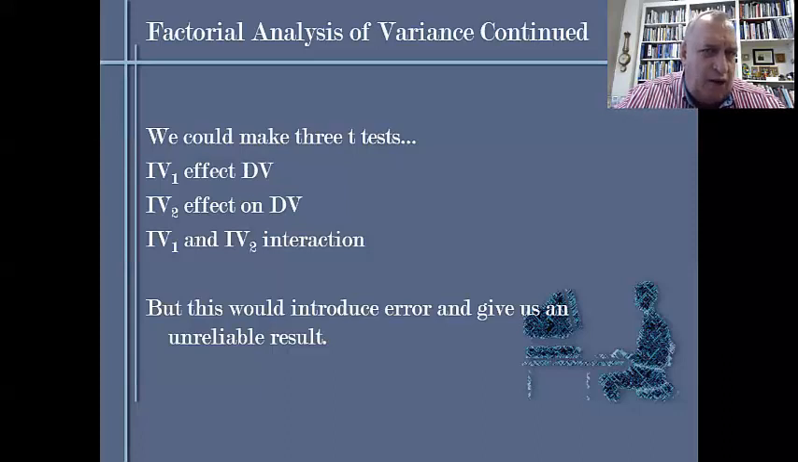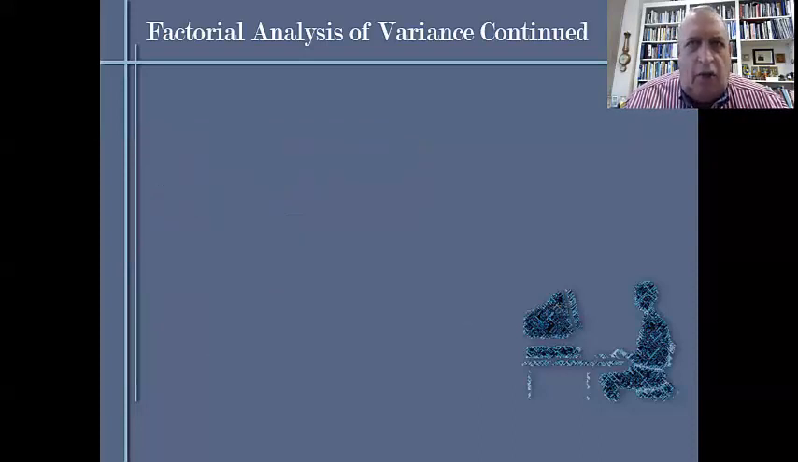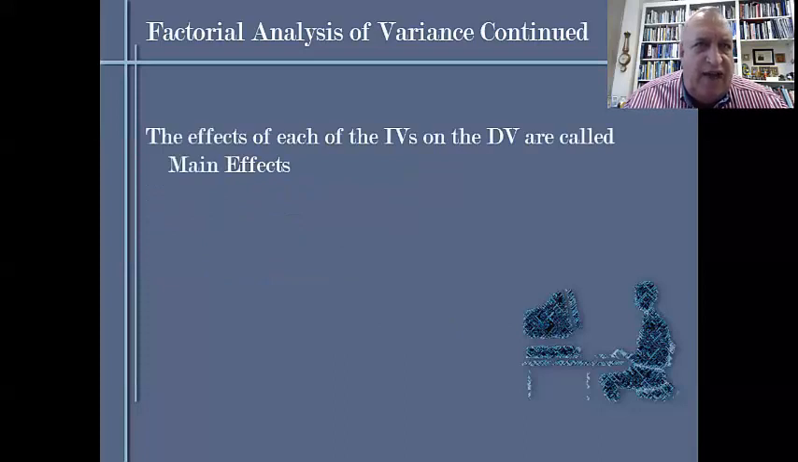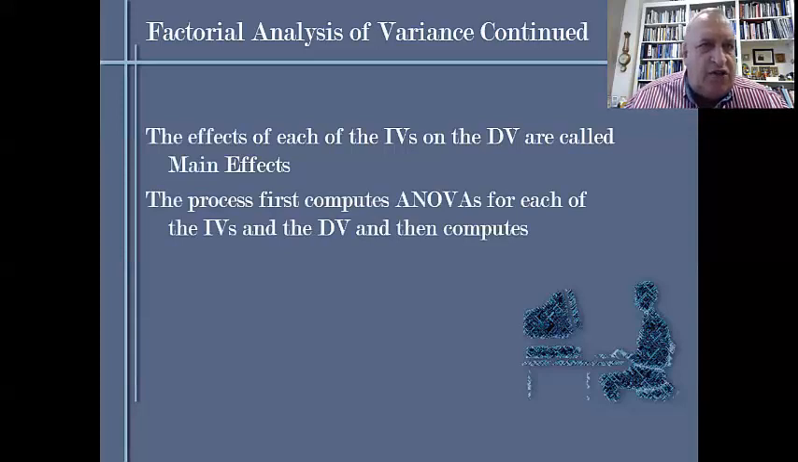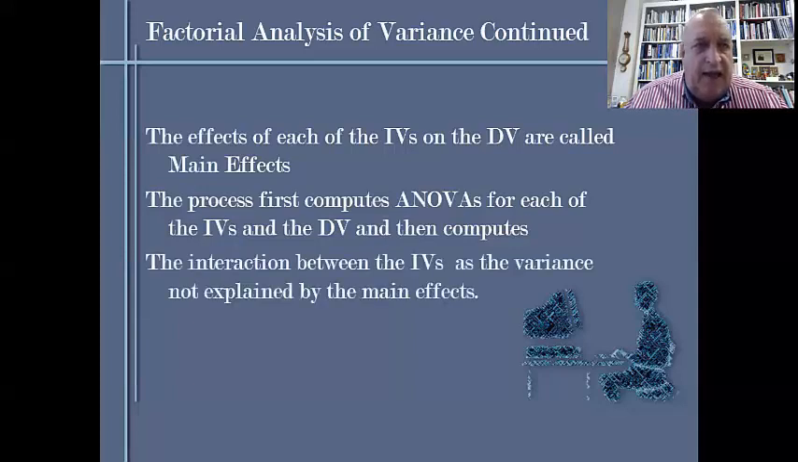But this would introduce error because you're doing all of these different procedures independently of one another, and the tendency to get error and provide an unreliable result comes up. So the effects of each of the IVs on the DV, the independent variables on the dependent variable, are called main effects. So we're going to be testing the main effects, and then the process first computes an ANOVA for each of the independent variables and the dependent variable, and then computes the interaction between the independent variables as a variance not explained by the main effects.